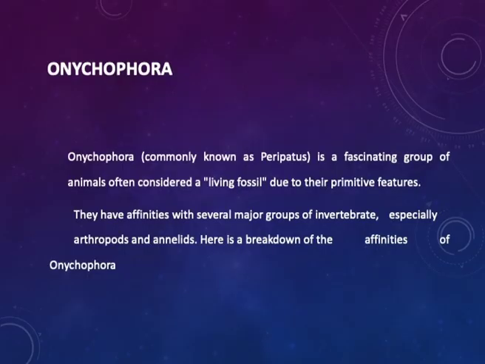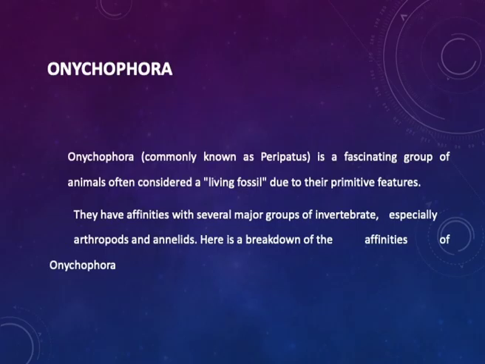Now coming to Onychophora. What is Onychophora? What is the importance of Onychophora? Onychophora, commonly known as peripatus, is a fascinating group of animals often considered a living fossil due to their primitive features. They have affinities with several major groups of invertebrates, especially arthropods and annelids.